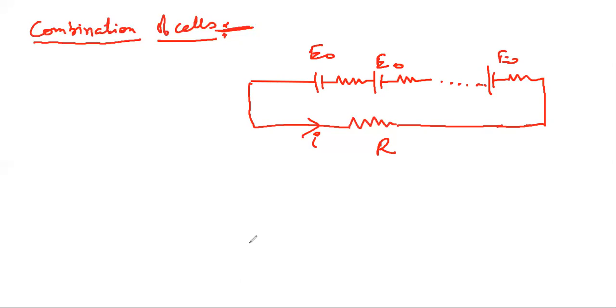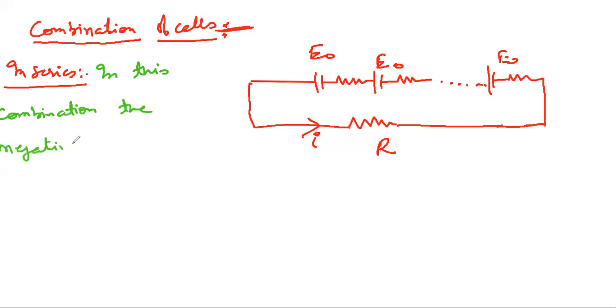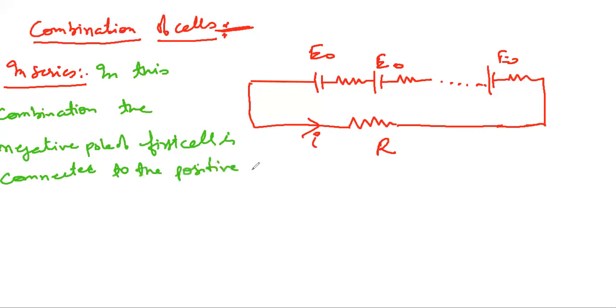So this is in series. In this combination, the negative pole of the first cell is connected to the positive pole of the second cell. So that way we have done this combination.